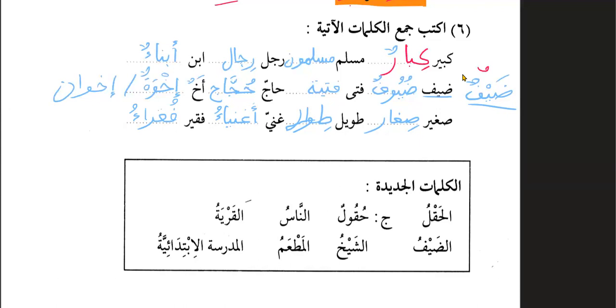Jamil, so we say kabirun, kibarun, muslimun, muslimuna, rajulun, rijalun, ibnun, abnaun, ضيفٌ ضيوفٌ، فتى فتية، حاج حجاج، أخ إخوة، صغير صغار، طويل طوال، أغنياء أو غني أغنياء، فقير فقراء. جميل. So we have الكلمات الجديدة.